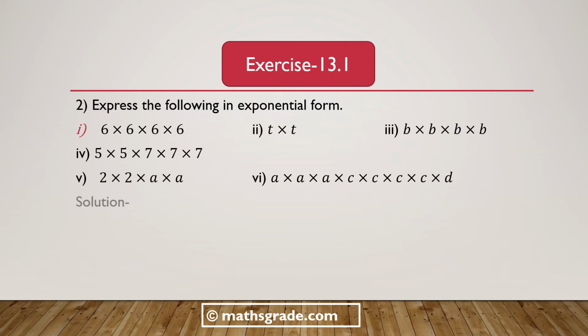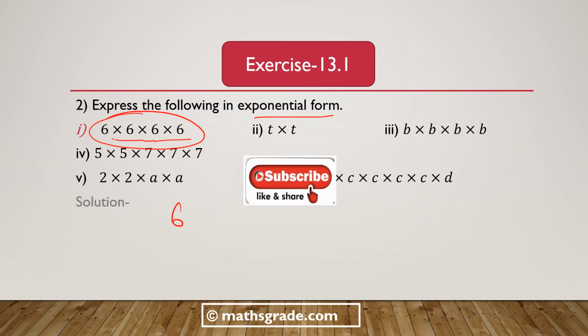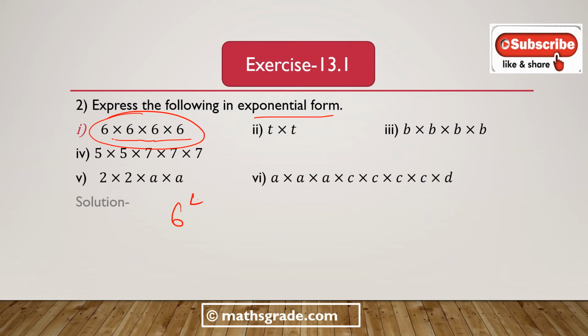Now we solve question number 2. Express the following in exponential form. First bit is 6 multiplied by 6 multiplied by 6 multiplied by 6. 6 is multiplied 4 times. So it will be 6 to the power 4, where 6 is the base and 4 is the exponent.